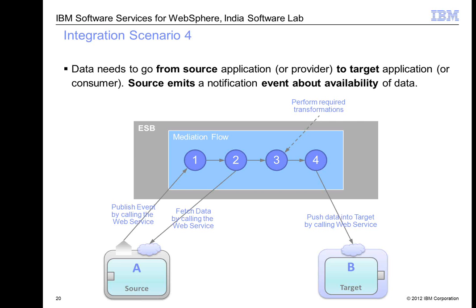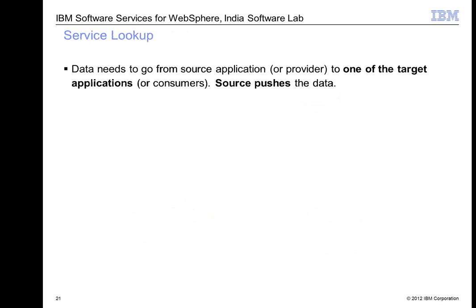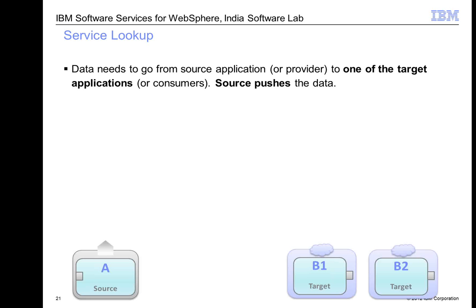So those are the four common integration scenarios, and we have seen how we use the service orientation of a source system and target system to participate in the integration. Now, another common thing that we see in use is service lookup. In this case, we have the data, and it has to go to one or more target applications, and the source is pushing the data.